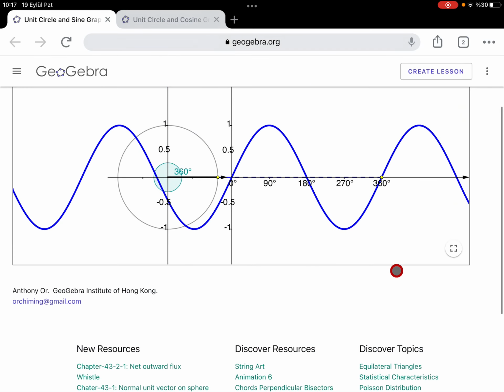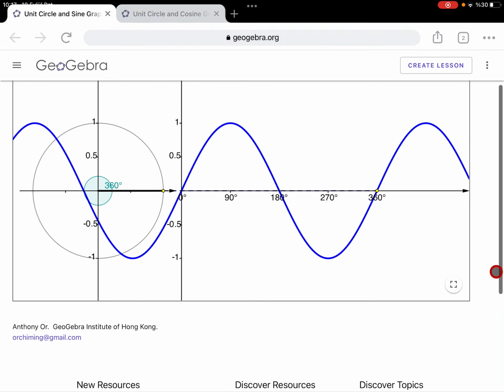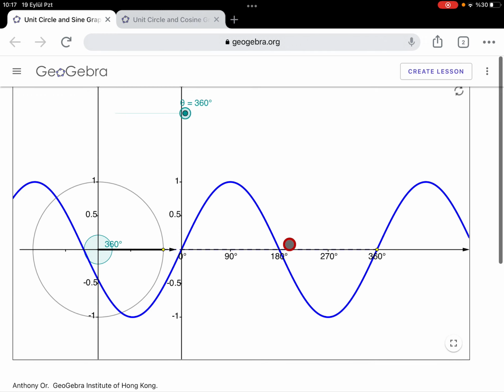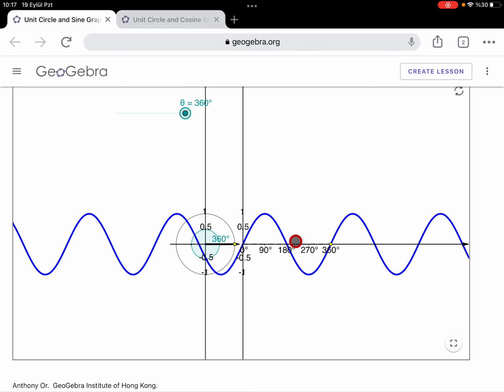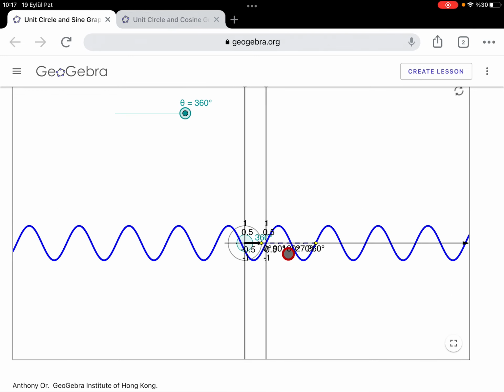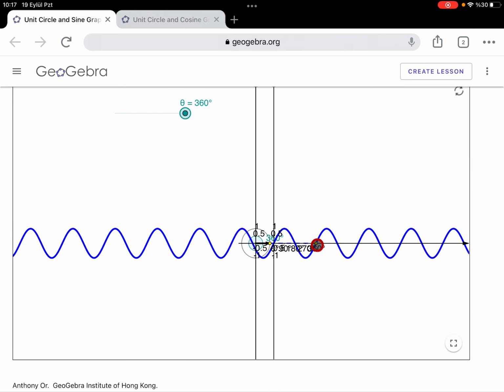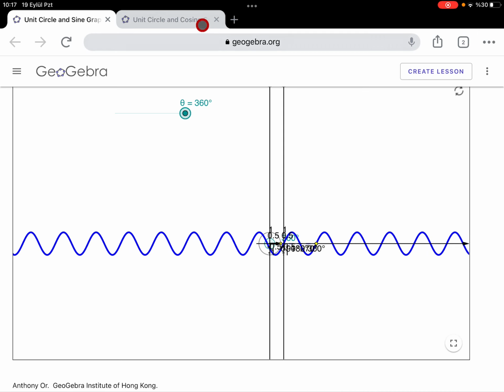So this is the graph of the sine x. It repeats itself with this period. So this is the graph of the sine x.